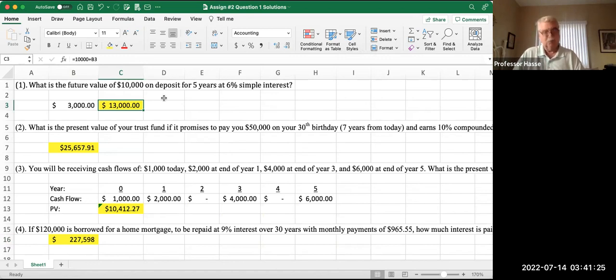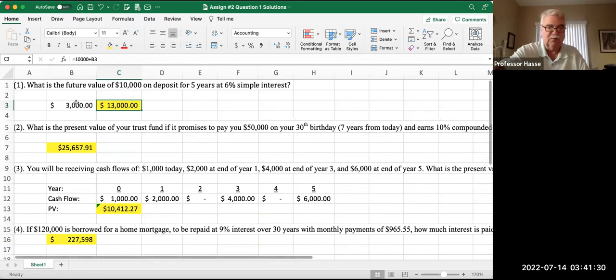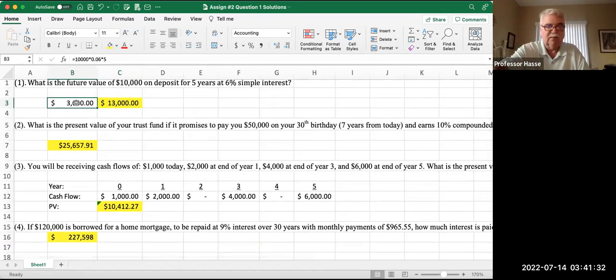And so the answer is $13,000 with an interest payment of $3,000, which is 6% of $10,000, and then times 5 years is 3,000. So the total amount would be 13,000 for the answer. That's the only real problem any of us had. But if you do have any questions about that work in assignment 2, here's a solution file, which should be able to help you in Excel format. So take a look at that if you like.